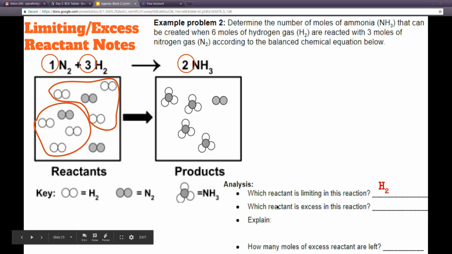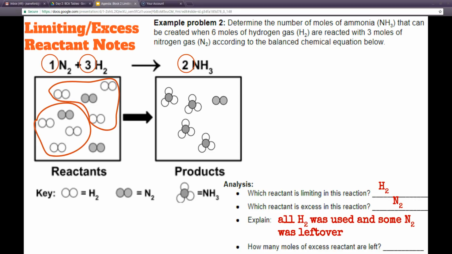Which is the excess in this reaction? This would be the one with leftovers. So here we would have our nitrogen as excess. An explanation could be all hydrogens were used and only some of the nitrogens were used, and so there was some left over. So how many left over? How many moles? Well, we look at the number of particles that represent N2, and we have 1 mole there.